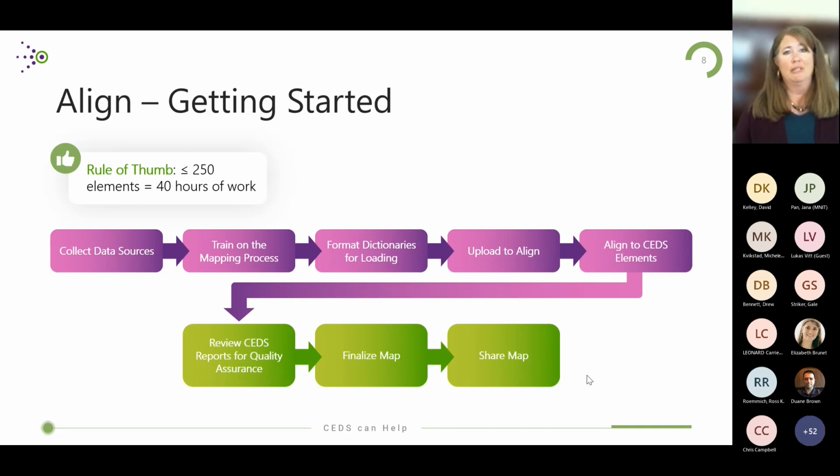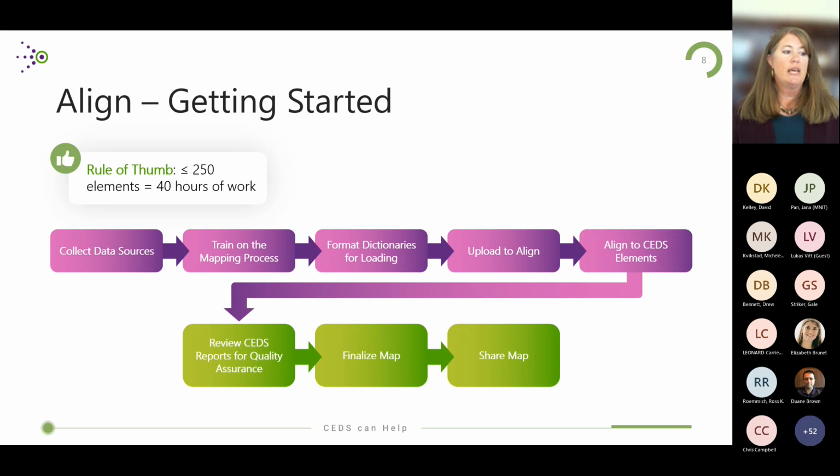So for Align, what does it really take to do this Align mapping that I keep talking about? The rule of thumb that we use is it takes a good solid work week, 40 hours, to align about 250 elements. So just keep that in mind as you're doing it. We often recommend that you start small, maybe a single use case or a smaller data system, something like that, until you kind of get your feet wet.